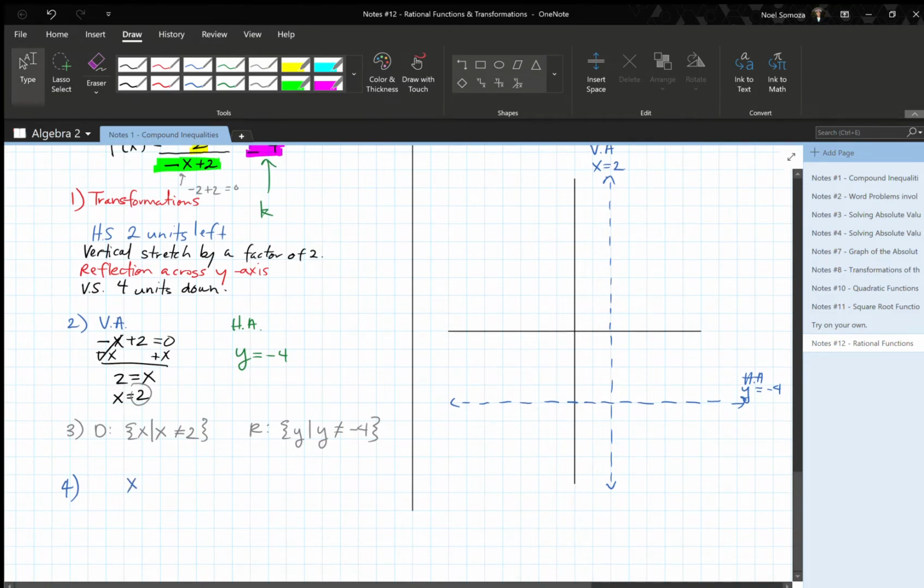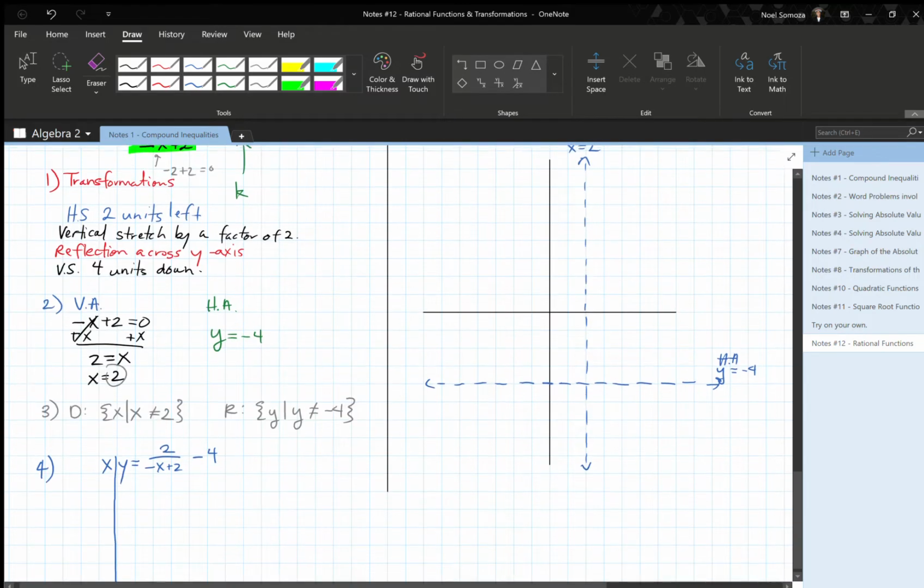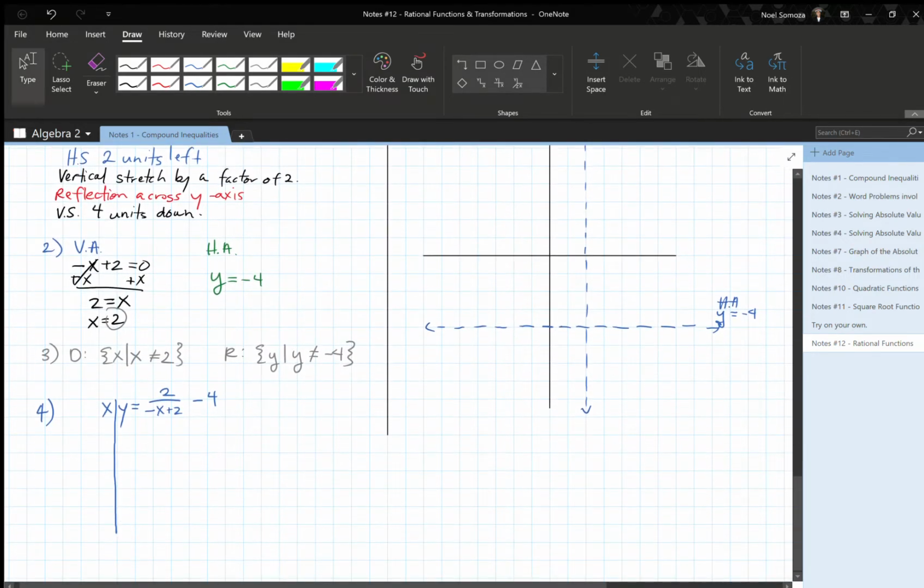Let's make an xy table here and calculate some values. I know my function here is 2 over negative x plus 2, and then minus 4. Since 2 is what causes the undefined, let's skip 3 spaces, 1, 2, 3, and use 2. We know when we plug in 2, we get undefined. Now I can find 3 values less than 2. Let's go with 1, 0, and negative 1. And then 3 values bigger than 2, so 3, 4, and 5.